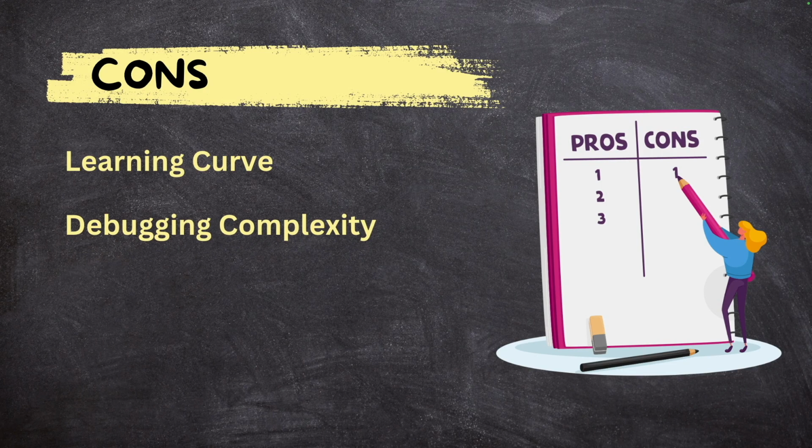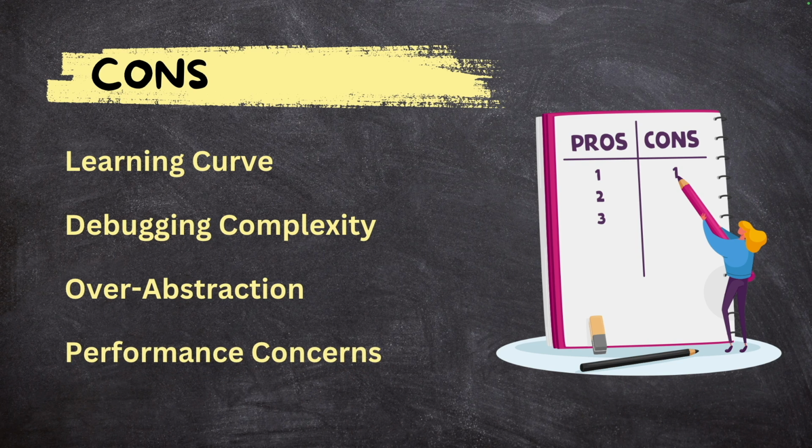Debugging sometimes can be more complex as the logic is abstracted away from the component, and sometimes it is hard to trace through multiple layers to understand the behavior of the custom hook. Third is over abstraction. There are risks of over abstracting logic into hooks, which can sometimes lead to less straightforward code if not managed carefully. And the last one is the performance concern.